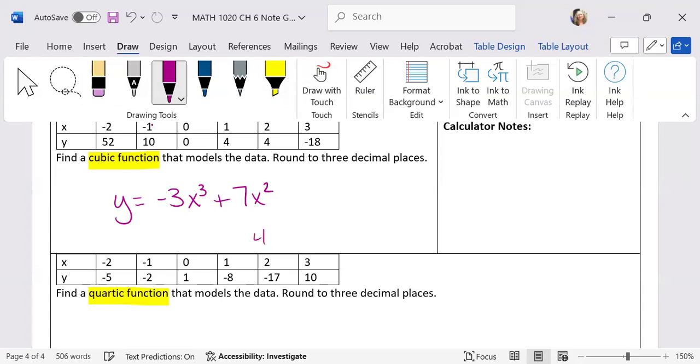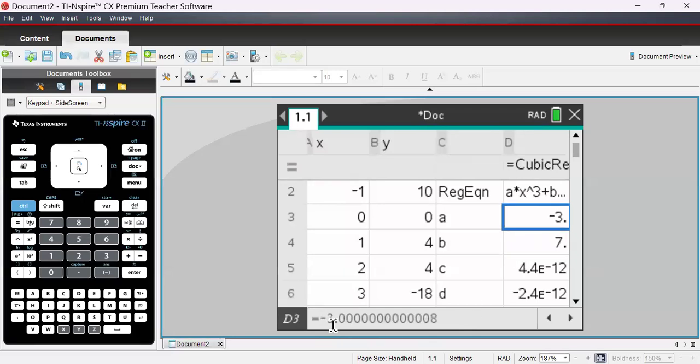And again, we have like 4.4 e to the negative 12, and that pretty much just rounds to 0. So the ones that are like that are pretty small, that just represent 0. We don't put the term without anything on there because it's just 0. Now it does say round to 3 decimal places. If I look at that down here, it's just a bunch of zeros. So let's go to the next one.